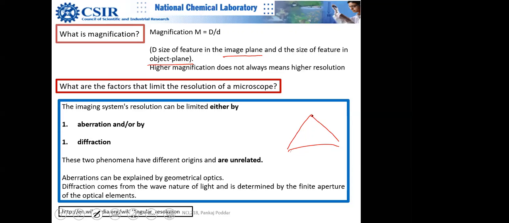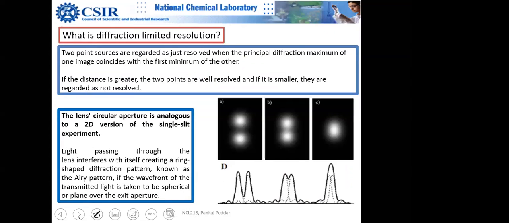But resolution is very different altogether. Okay, so you can have an empty magnification without any information. So how do you understand the resolution? Resolution is understood by this. You can see that these 2 points are considered resolved, and this point is not considered resolved.